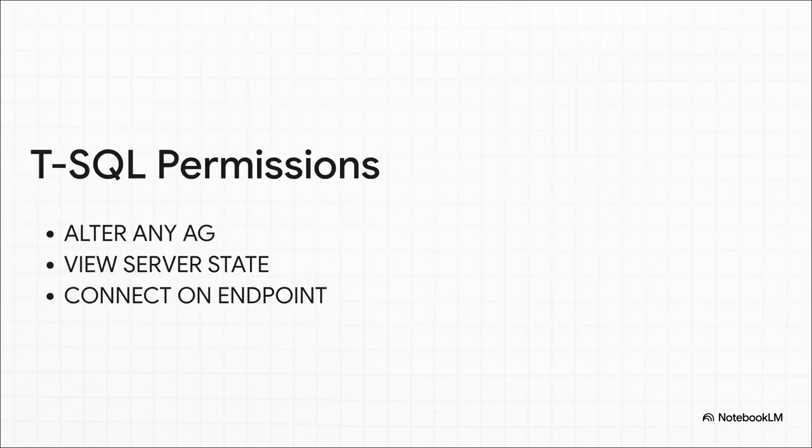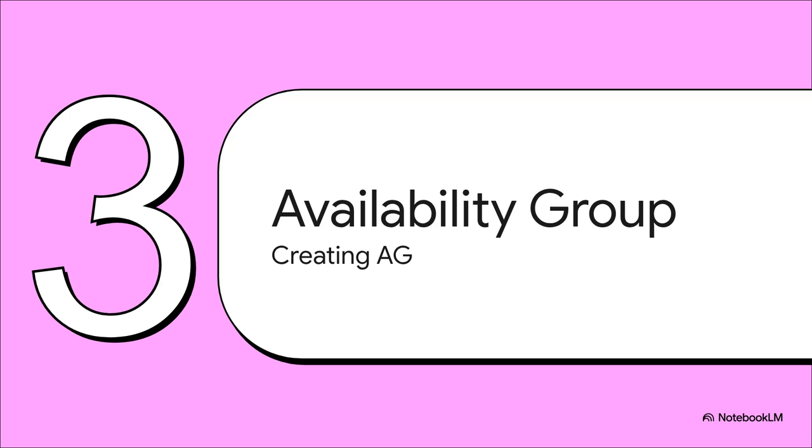Okay, so once the Linux operating system actually has that secret file, we've got to tell SQL Server about it. We run a matching T-SQL script on all our instances to grant our brand new Pacemaker login these exact server state permissions. It absolutely needs to be able to alter availability groups, view the server state, and connect on the HADR endpoint. Basically, this bridges the gap. It gives the Pacemaker agent full, complete visibility into the health of your database. All right, on to Section 3, building the availability group.